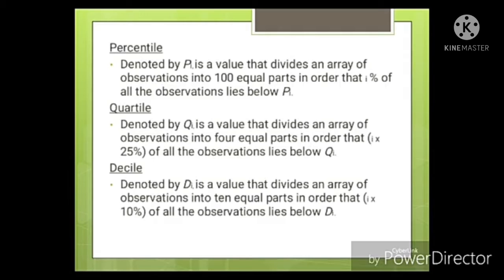Decile, denoted by capital D and subscript i, is a value that divides an array of observations into 10 equal parts in order that i by 10% of all the observations lie below the decile.